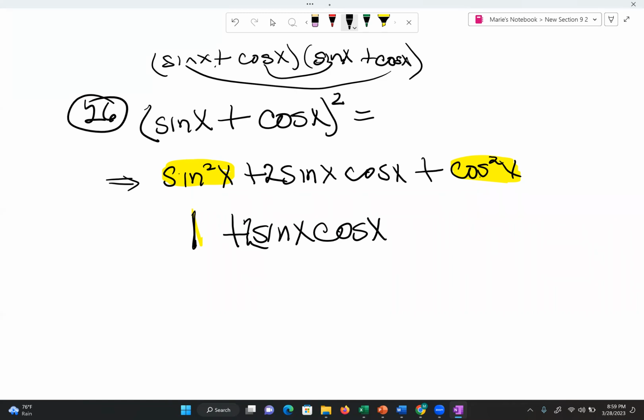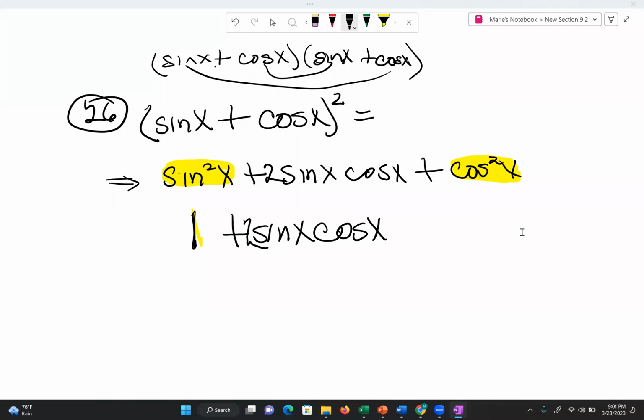So if this is 1 plus 2 sine x cosine x. Where's the identity? Give me 1 second. I'm really having a moment here. Let's see what this is. Hold on. Okay, so brain fart averted.